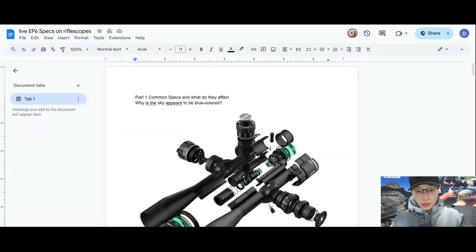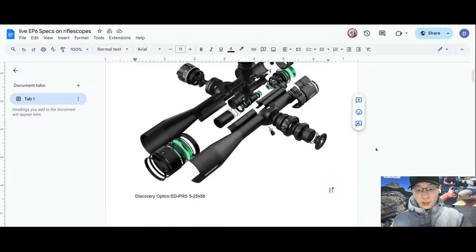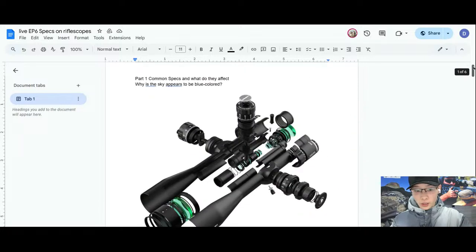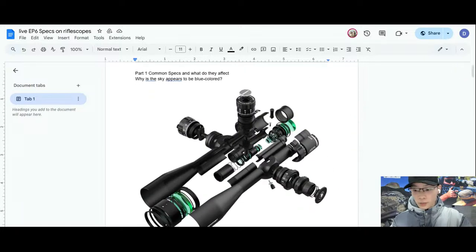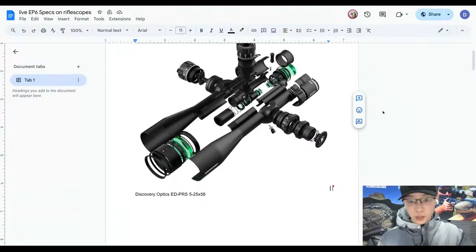Let me just go ahead and share the screen with you guys and start this show. Can you guys see an exploded chart or graph of a rifle scope? Just let me know if you can see it. I'm going to make it full screen right here.